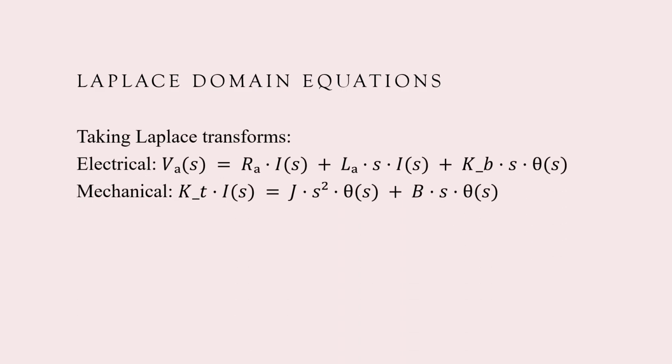Taking Laplace transforms, we get the input voltage Va(s) equal to Ra I(s) plus La s I(s) plus Kb, that means the back EMF, times sθ(s). In the same way, on the mechanical side, the input torque will be there, with respect to the inertia and also the friction. So these are the mechanical and electrical Laplace transform based equations. When you apply the Laplace transform, you get these things.